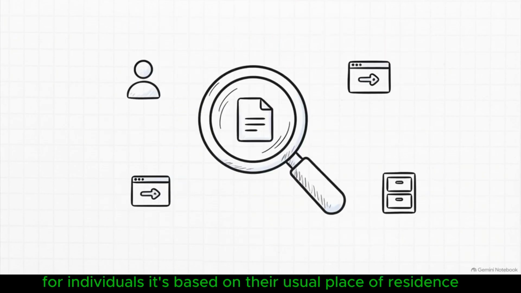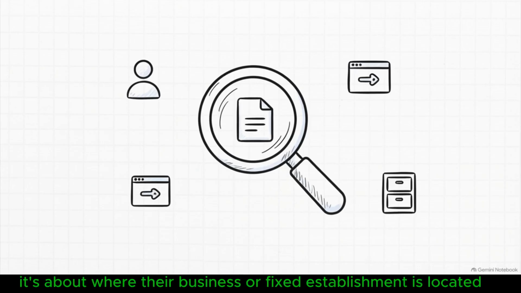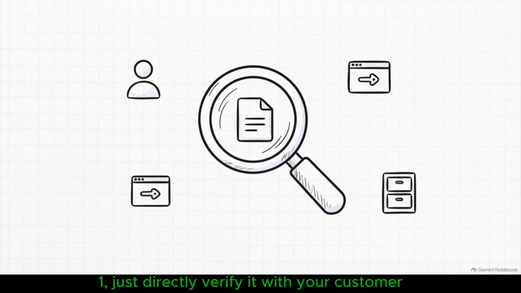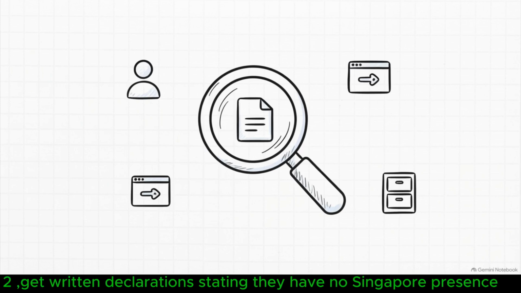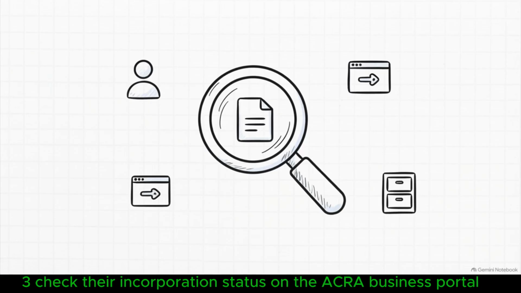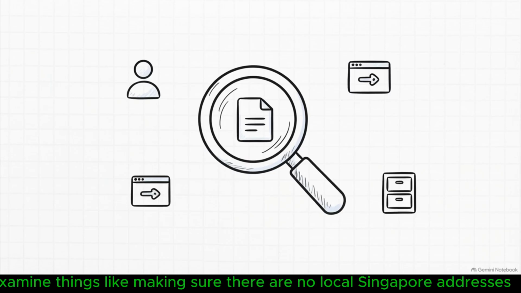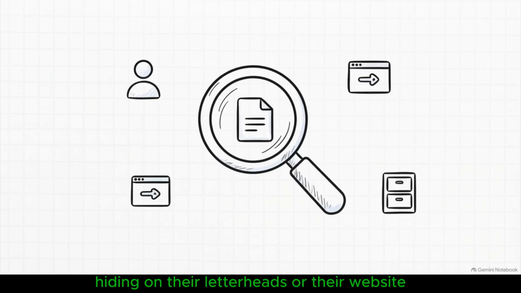For individuals, it's based on their usual place of residence. For a business, it's about where their business or fixed establishment is located. To definitively prove this, your business can use these 4 administrative approaches. 1. Just directly verify it with your customer. 2. Get written declarations stating they have no Singapore presence. 3. Check their incorporation status on the ACRA business portal. Or 4. Do a bit of sleuthing on their materials. Examine things like making sure there are no local Singapore addresses hiding on their letterheads or their website.